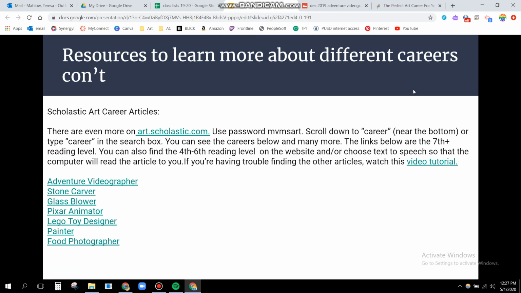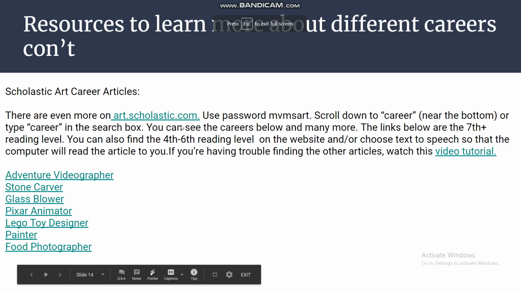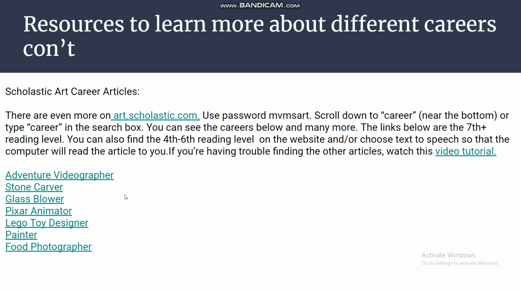But if one of these doesn't interest you, they actually have 49. I obviously only did about 7 or so. So this is also a really great resource to go where you could just read that one article and that could be all the research that you need to do.